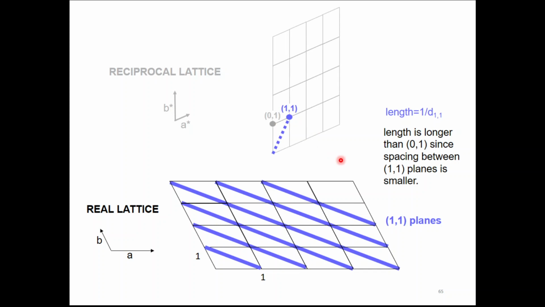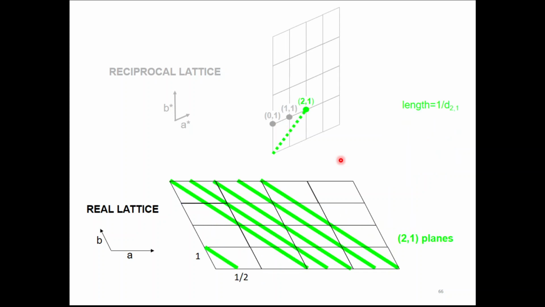So let's go to the next phase. What does it say? Another set of planes, and again very interesting. So we have got 2 1 planes. And why 2 1 planes?